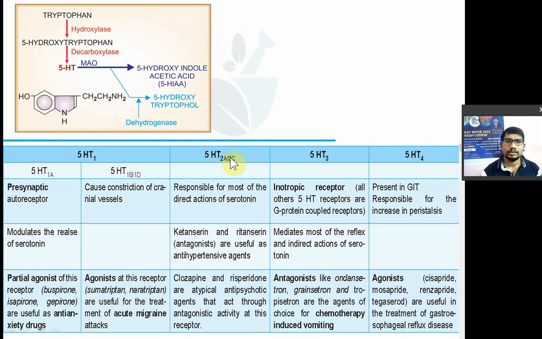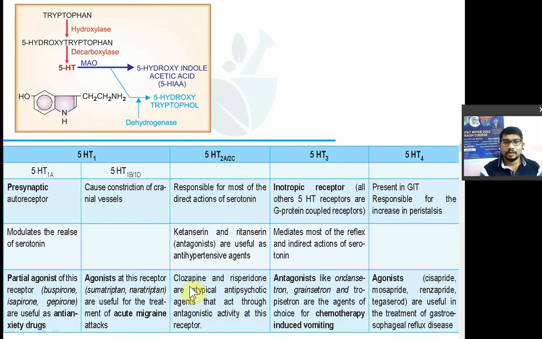Now the 5-HT2 receptor, 5-HT type 2 receptor. So 2A, 2C. It is responsible for most of the direct actions of serotonin. These actions are responsible for the decrease in blood pressure, right? Ketanserin and ritanserin, these are the two drugs which are antagonists of this 5-HT2A, 2C receptor, which are used in the treatment of blood pressure. They are useful as antihypertensive agents.